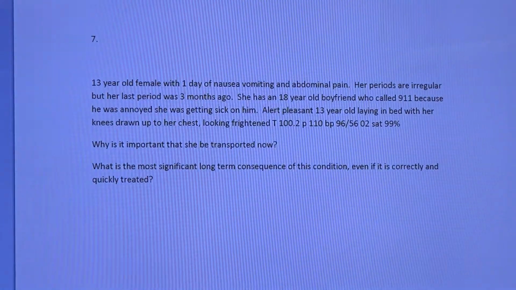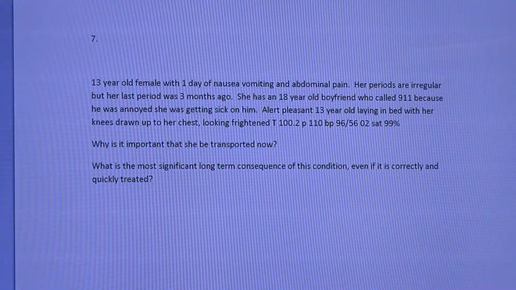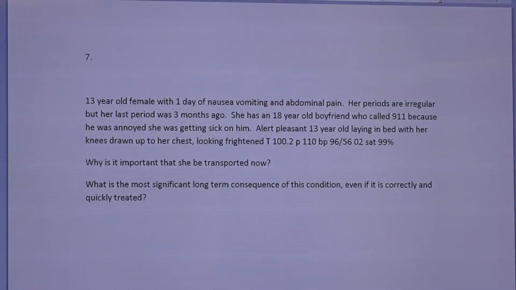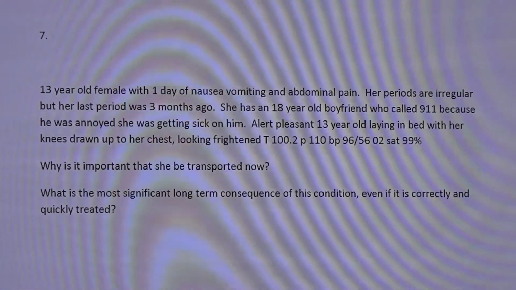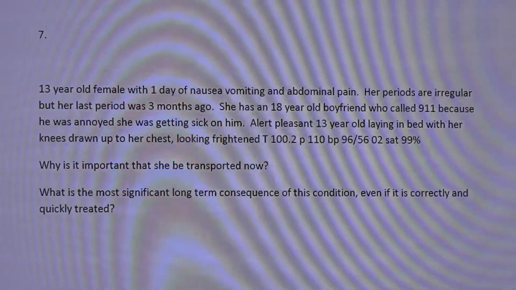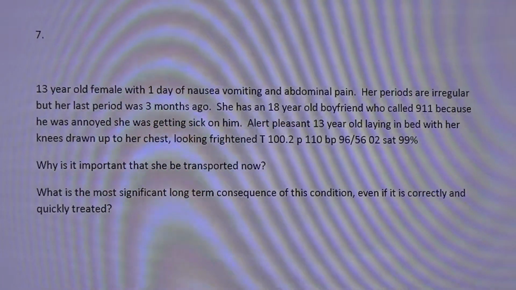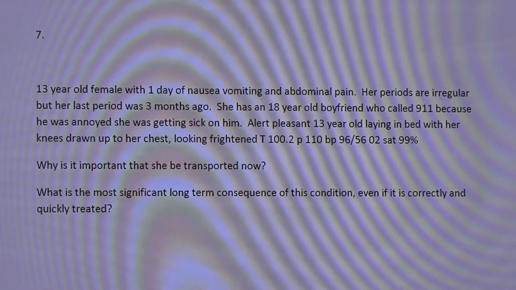Where am I here? Slides. So this is my first case of nausea, vomiting, abdominal pain, number 7. And that's your number 14. Is that big enough to read out there, or can I mess with it?